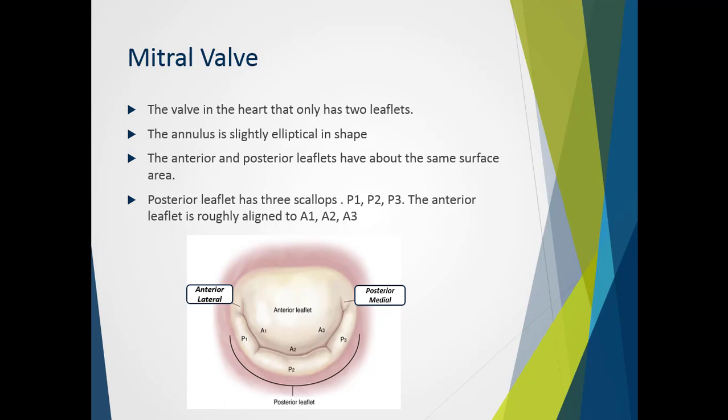The mitral valve has an annulus that's slightly elliptical in shape, and viewed side on, the valve actually appears saddle-shaped. The posterior leaflet has three scallops or sails, which are the lateral, middle, and medial. These are also known as P1, P2, and P3. The anterior leaflet does not have determinative markers, but is also roughly aligned as A1, A2, A3. Note in this particular view here, we have a surgeon's orientation, where the anterolateral edge is shown to the left and the medial to the right of the image.